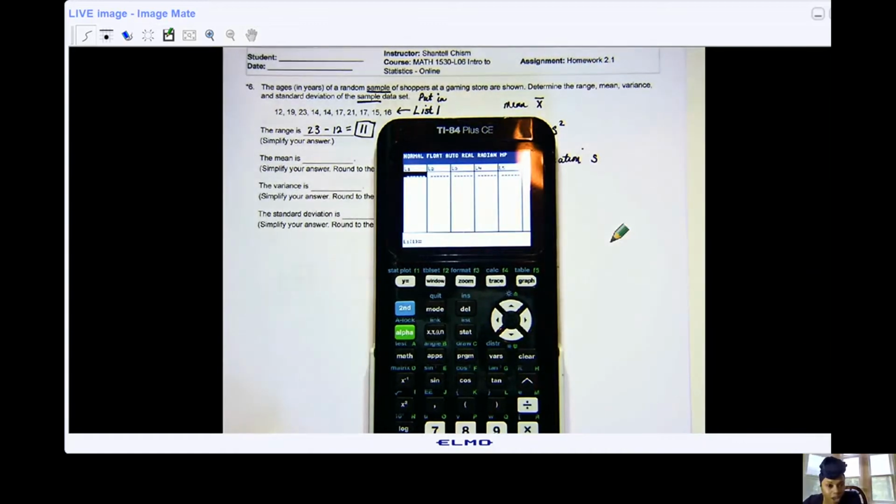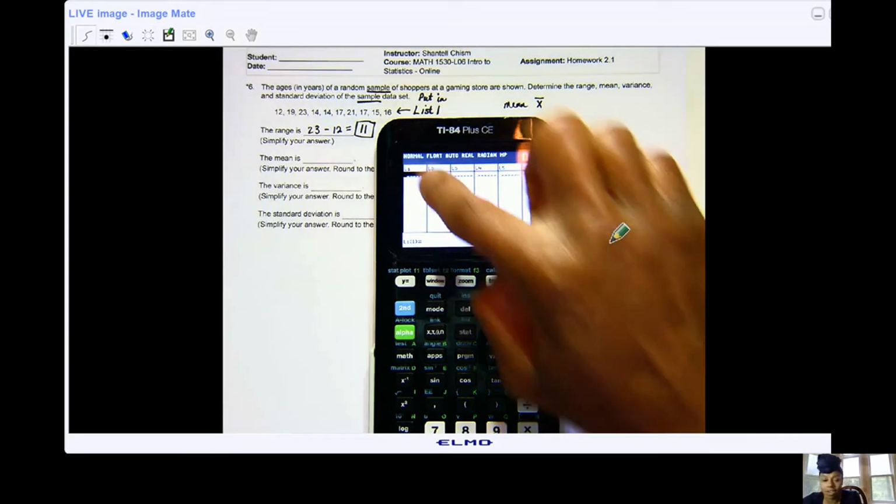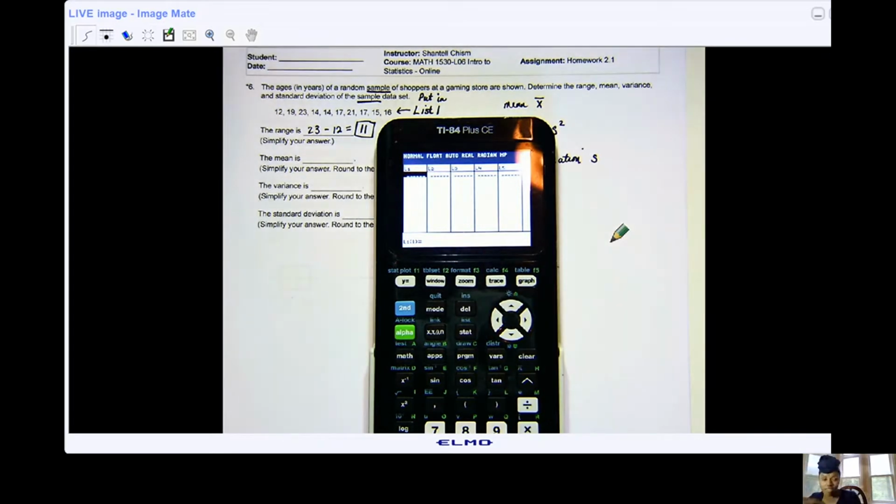And we would have to reset your calculator in order to get it back. And the L1 is used all the time. Your calculator is automatically programmed sometimes to use L1, so you would have to reset it in order to get L1 back. So do not delete it, okay? So we cleared the list out.